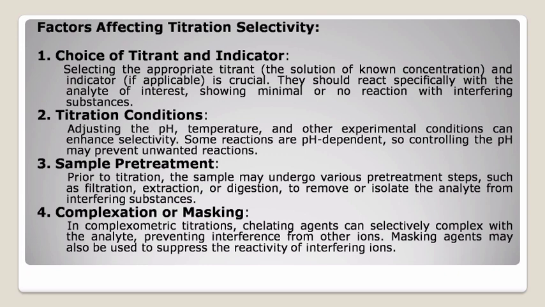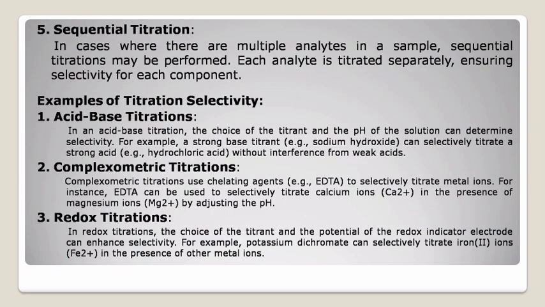Third, sample pretreatment. Prior to titration, the sample may undergo various pretreatment steps, such as filtration, extraction, or digestion, to remove or isolate the analyte from interfering substances. Fourth, complexation or masking. In complexometric titrations, chelating agents can selectively complex with the analyte, preventing interference from other ions. Masking agents may also be used to suppress the reactivity of interfering ions. Fifth, sequential titration. In cases where there are multiple analytes in a sample, sequential titrations may be performed. Each analyte is titrated separately, ensuring selectivity for each component.